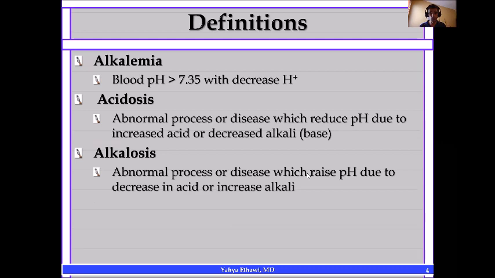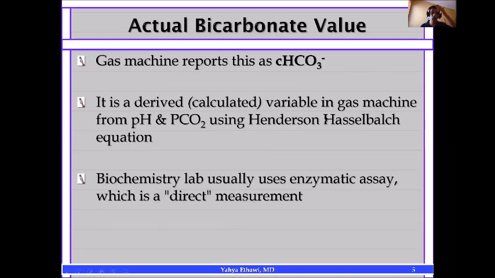So again, alkalosis is the process, and what we also need to know is the actual bicarb, because gas machines sometimes report the bicarb in a different way. It's a measured bicarb, but a machine can also give you what we call the calculated or C bicarb. So you need to know when you look at the slip what you are reading. The calculation of the bicarb is different for various machines, but basically it's derived from the pH and CO2 using the Henderson-Hasselbalch equation. We will talk about this. However, the biochemistry lab will measure the bicarb by enzymatic assay. So it's measured, or M HCO3, not calculated HCO3.